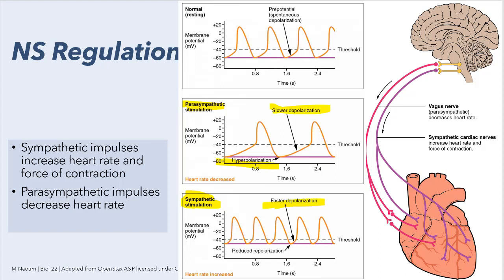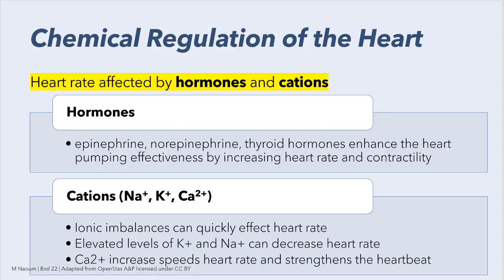We know that the nervous system is not the only thing that can regulate how fast or slow your heart beats, but we also have the action of hormones and ions. Epinephrine and norepinephrine are considered hormones as well that are secreted from the adrenal gland, the medulla of the adrenal gland. We also have thyroid hormones, where an increase in thyroid hormones leads to an increase in pumping effect of the heart, increasing its heart rate and contractility.